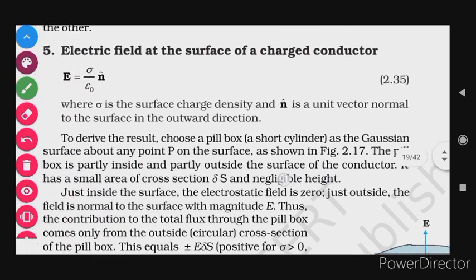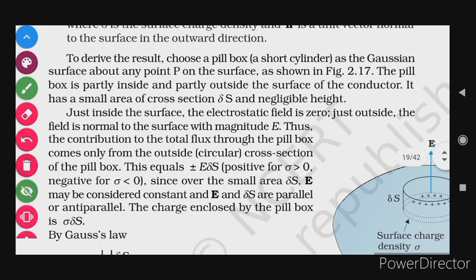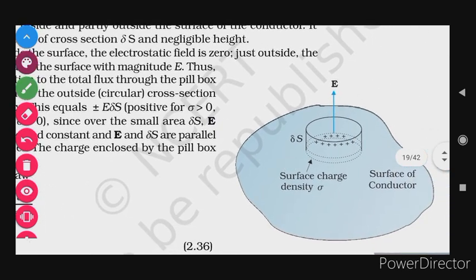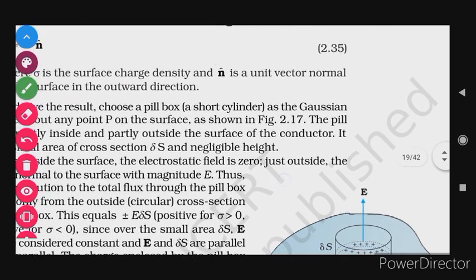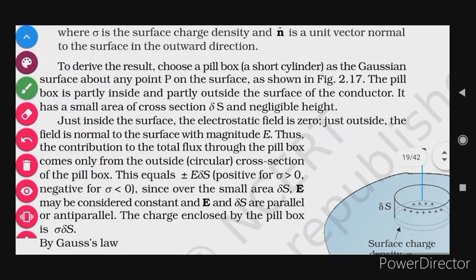Now to derive the result, choose a pillbox or short cylinder. A pillbox is something like this, you must have seen. You can imagine it like a small cylinder, as the Gaussian surface about any point P on the surface.